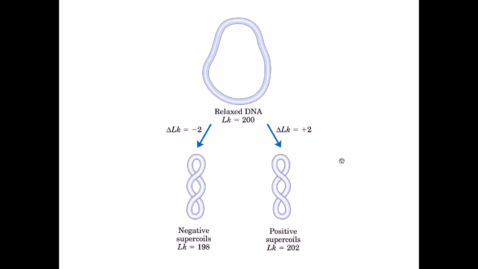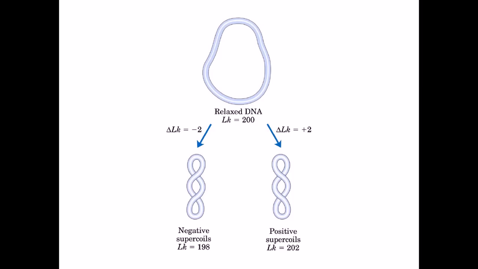So here the relaxed DNA has a linking number of 200, and if we unwind the two different strands at two different points, it will give us minus 2 linking number. It will generate a negative supercoil. That's how the negativity and positivity are determined, guys. So Lk equals 200. Now the linking number is reduced by 2. It will give the supercoiling called negative, because every time you change the linking number, you must apply writhe or you must take out writhe. That's why your DNA is turning into a supercoiled DNA, right?